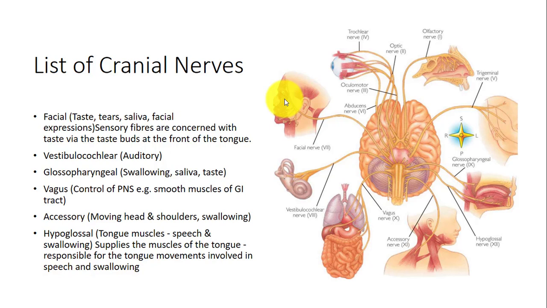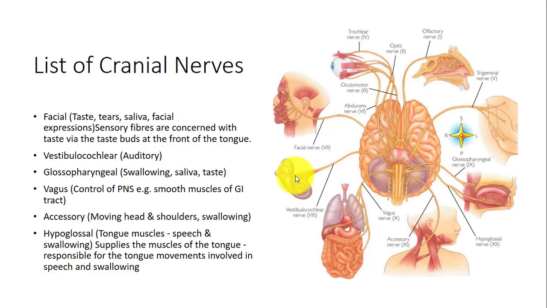The next one is the vestibulocochlear nerve, which is auditory. This one is involved with hearing. This is showing you a picture of the eardrum. This involves your ability to hear, so that's what this nerve affects. If the question said the patient lost hearing, that means their nerve number 8 was affected.